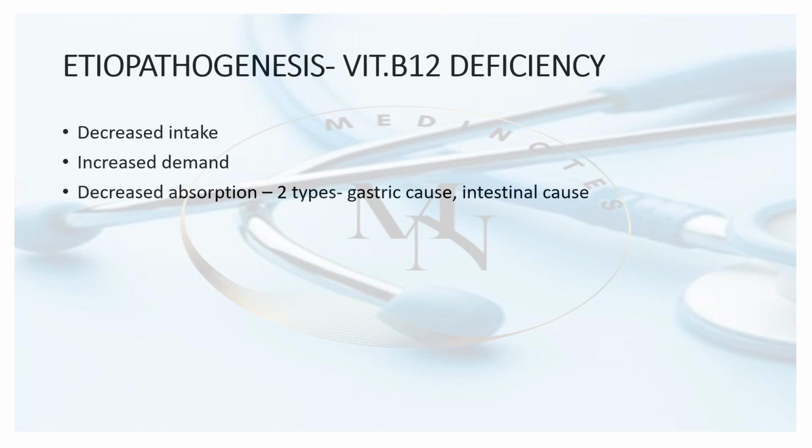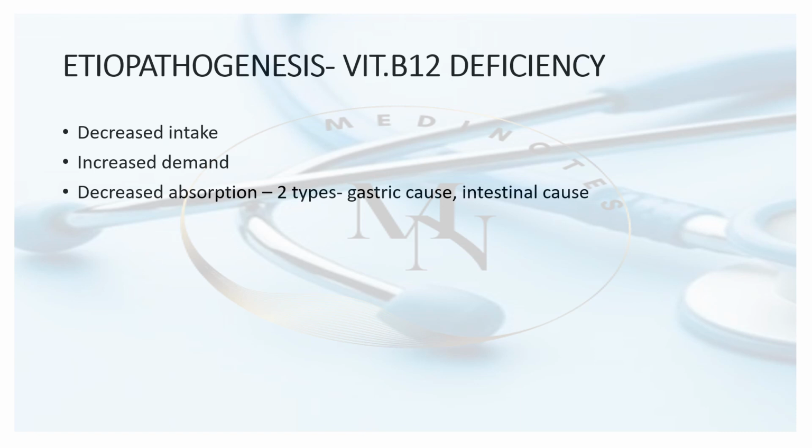Now when we say decreased intake, what do we mean? In vegetarian people, when we see the sources of vitamin B12, it is most prominent in red meat. So vegetarians would not consume meat, as we all know, and that would cause a decrease in the intake of vitamin B12 in their diet. Then we have an increased demand in certain cases like pregnancy and hypothyroidism. We face an increased demand of vitamin B12.